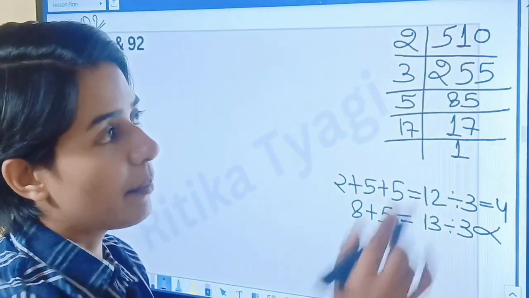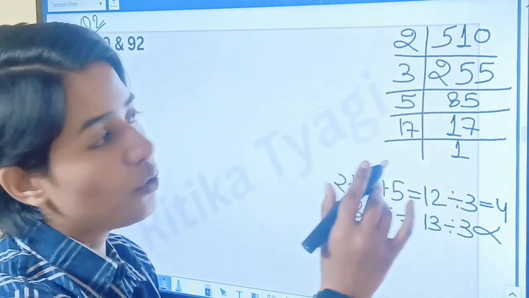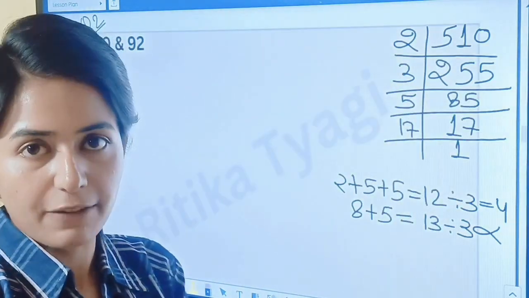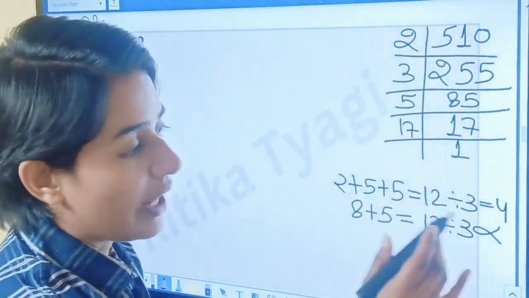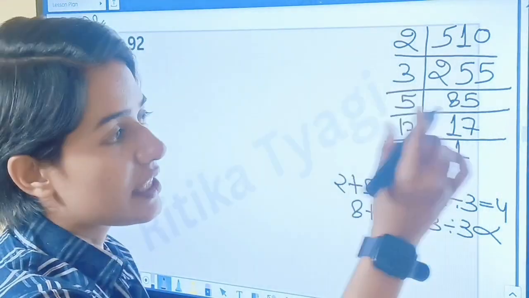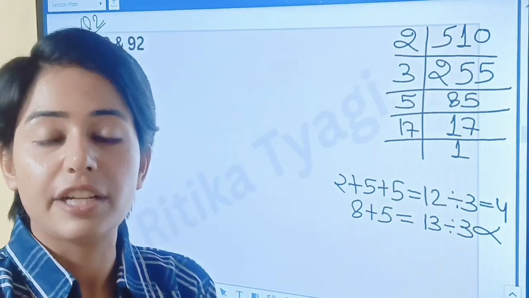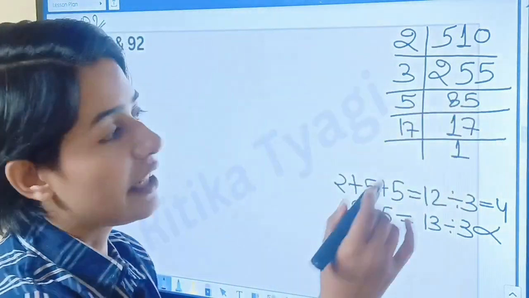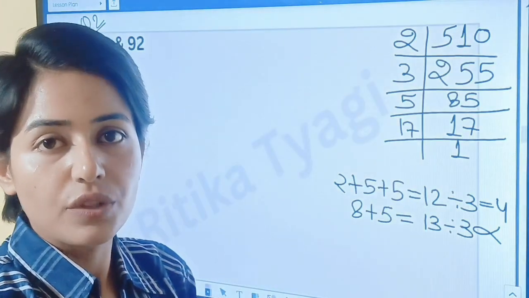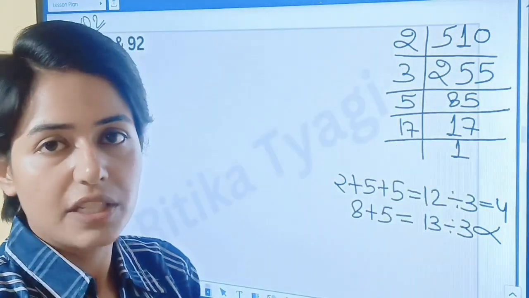510 is an even number because it ends with the unit digit 0. So first we divide it by 2 and we get 255. Now check the divisibility of 255 by 3. We get 12 which is divisible by 3. So yes, it is divisible by 3. We get 85. Now check the divisibility of 85 by 3. We get 13, so this number is not divisible by 3. So we have to divide it by 5. We get 17. And 17 is a prime number which is divisible by itself.